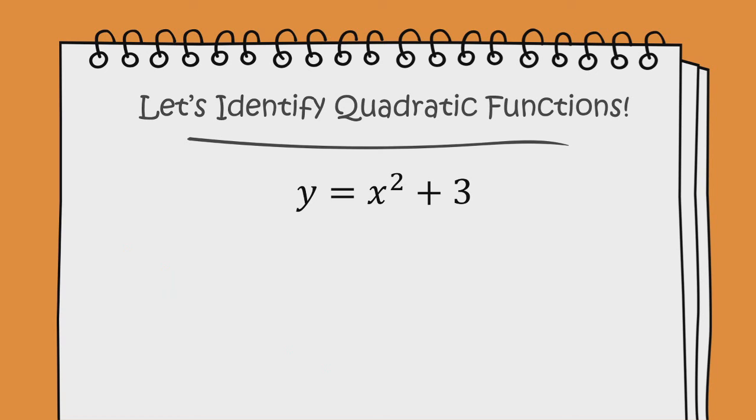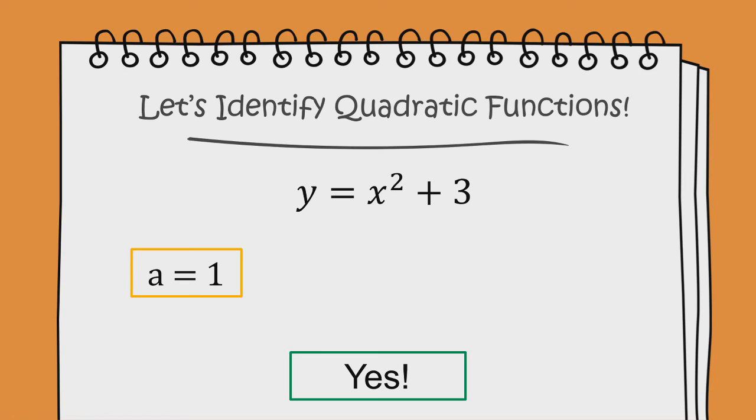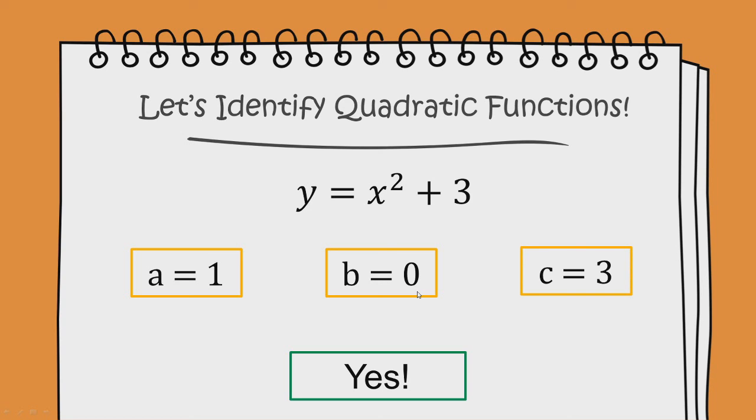How about y equals x squared plus 3? Yes, it is still a quadratic function, although may dalawang terms lang. We have the quadratic term and the constant term. Ibig sabihin, the coefficient a is equal to 1, while the coefficient b, which is found in our linear term, is 0. And then our coefficient c, or the constant term, is equal to positive 3.